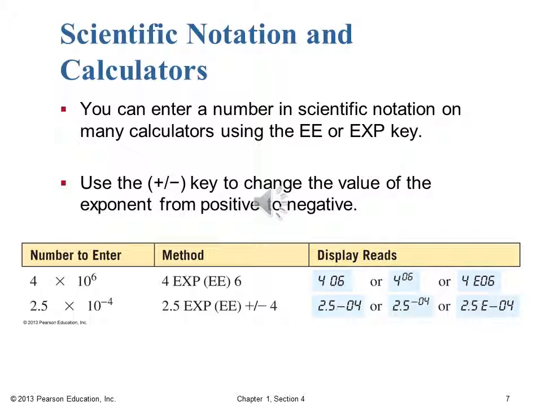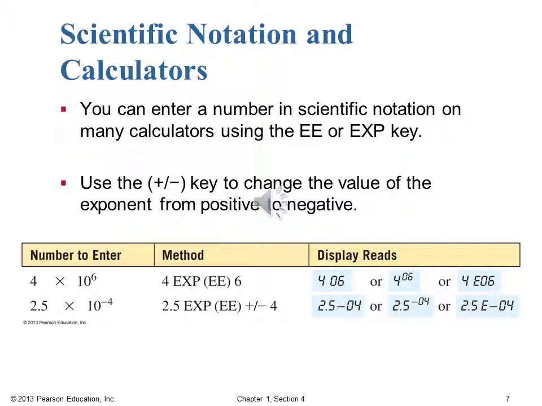Sometimes that can cause you to be off by a factor of 10. So be very careful to try to use the EE or EXP key and do some practice, especially before the exams, so that you know you can use your calculator effectively for scientific notation. If you need to switch between the positive and the negative exponential, you typically will have a plus-minus key somewhere on the calculator that will allow you to make the positive exponential negative. Typically it's positive by default, and then negative if you need to deal with a negative exponential for a very small number like the diameter of an atom, for instance.